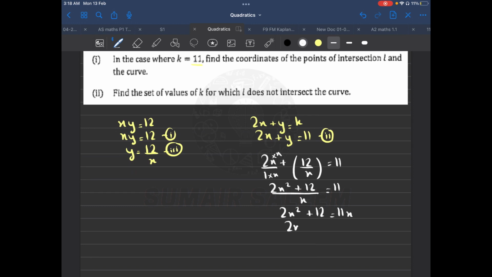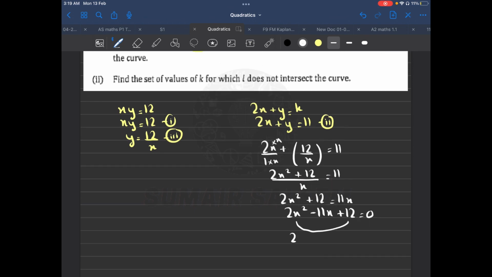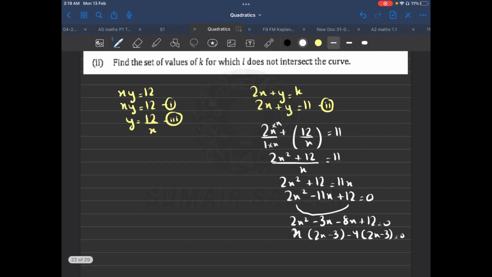So it is going to be 2x squared minus 11x plus 12 is equal to 0. Now, what are the factors of 24? So 3 and 8. Let's use that. 2x squared minus 3x minus 8x plus 12. Take x common: x times (2x minus 3). Take minus 4 common: minus 4 times (2x minus 3). So my one answer of x is what? 4. The other is what? 3 upon 2.